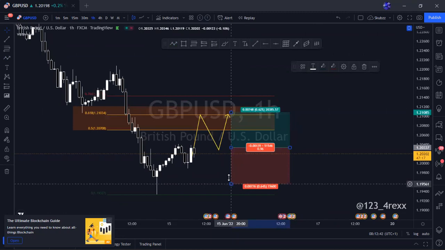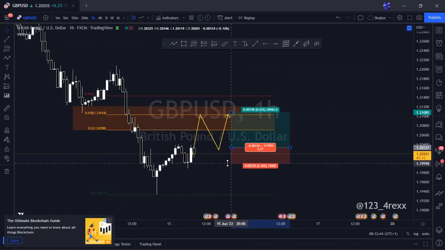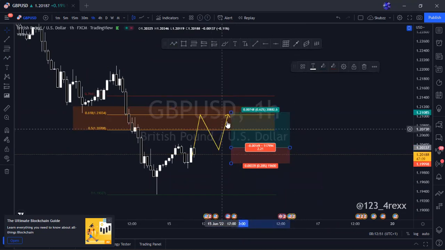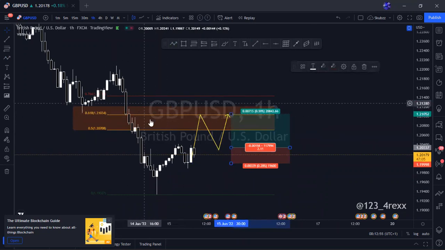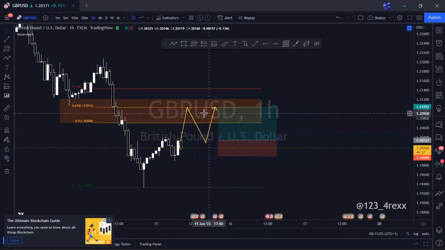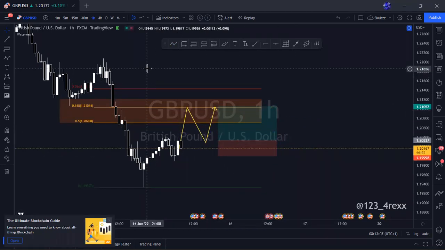Because GBP has this very ugly thing it does with manipulations, I'm going to be as conservative as possible. But this is what I'm going to be looking at. My exit is just going to be at the top, anywhere it reacts inside this area. So that's how I'll be looking at GBP today. But anyhow, it might still do whatever it wants to do. However it behaves, I'm still going to react to it.